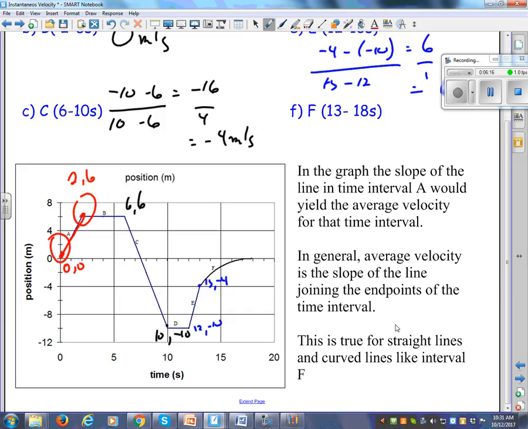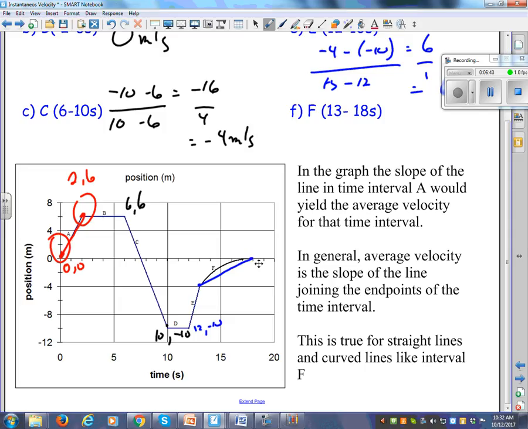So what is actually happening? I'll clean this up a bit. What is actually happening in segment F here? It's slowing down. But it still has an average velocity, right? How do you find the average velocity? You simply connect the endpoints. That is the average velocity. At the start, it's more than that. At the end, it's less than that, right? But the average is that slope.